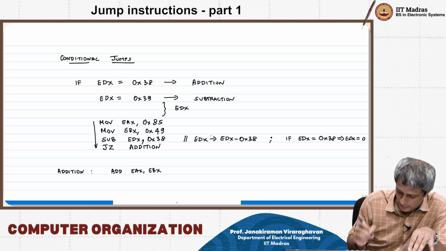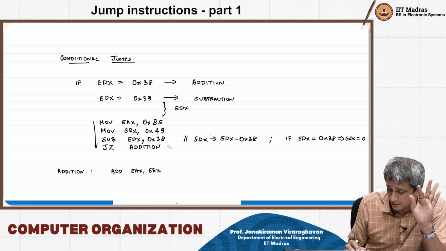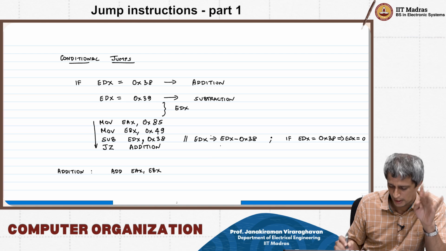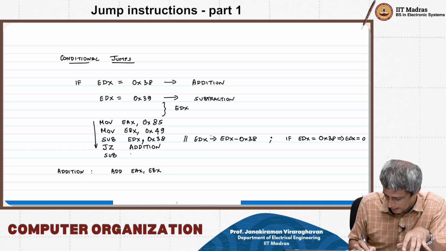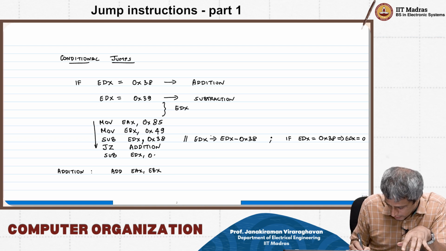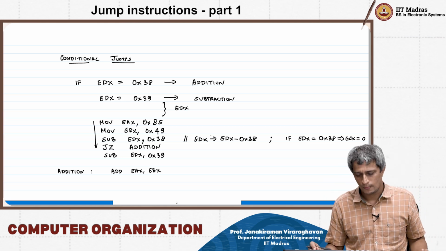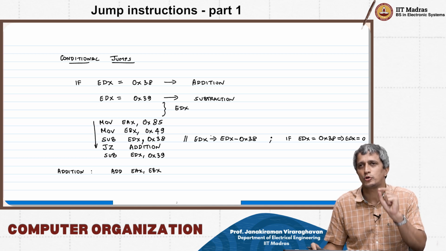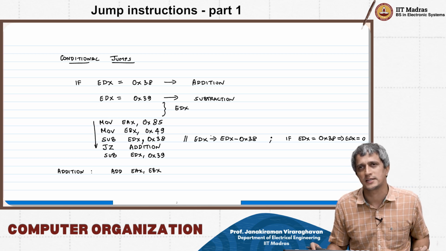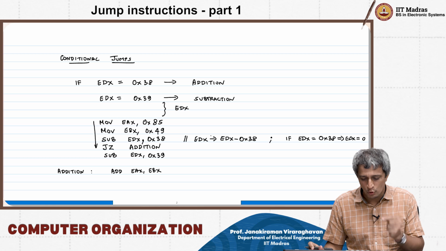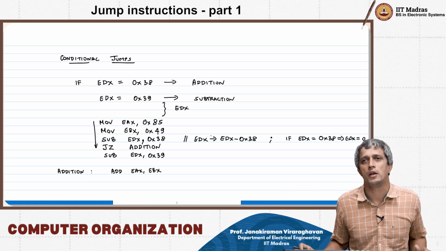Now, after this, if the 0 flag was not set at this step, that means the code was not 0x38, right? Then I am going to again check: subtract EDX, 0x39. Okay, now there is a problem because EDX was supposed to store the code or the operation that I wanted to perform on these two registers, EAX and EBX. But by doing subtraction in this step here, I have lost that code. EDX value is gone, right?